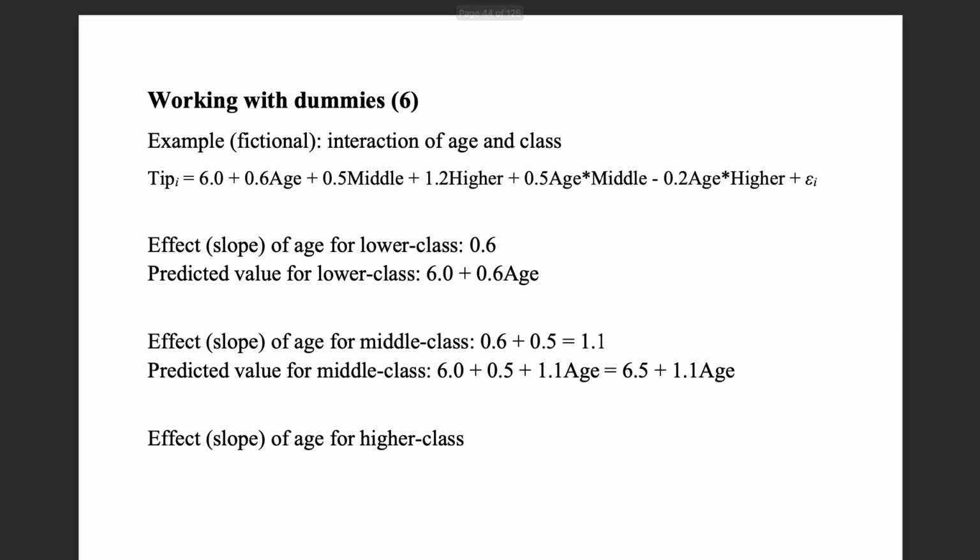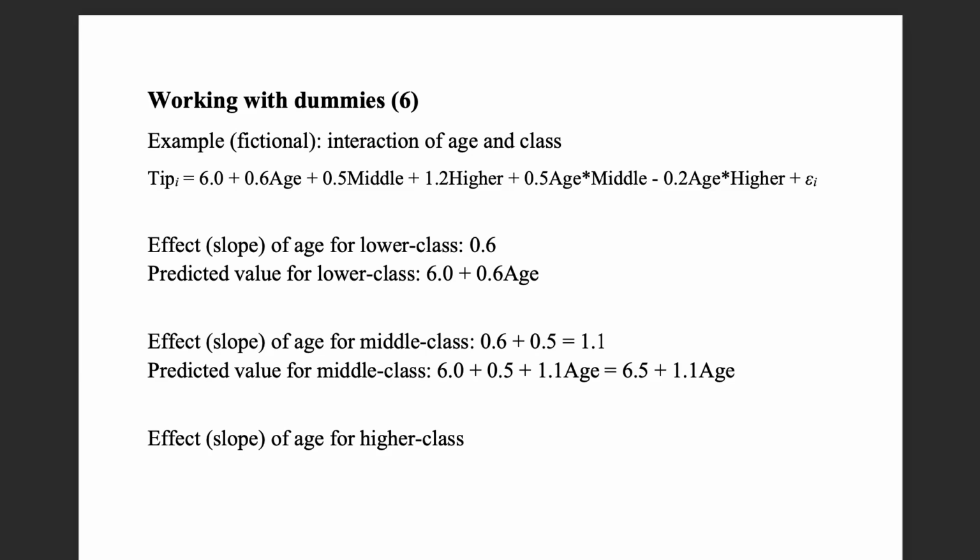And we can, of course, do the same thing again for the higher class people. We can look at what the slope coefficient of h is for the higher class people. Again, just run through the formula and fill in what you can fill in. So 6.0, that's the same for everybody. 0.6 times h, that's also the same for everybody, the main effect of h. Plus 0.5 times middle class, that's the coefficient for the middle class dummy.